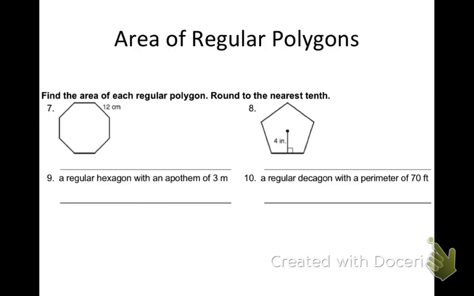Number 7 here. I want to find the area of each regular polygon, rounded to the nearest tenth. So I'm looking at number 7 here. How many sides does number 7 have?